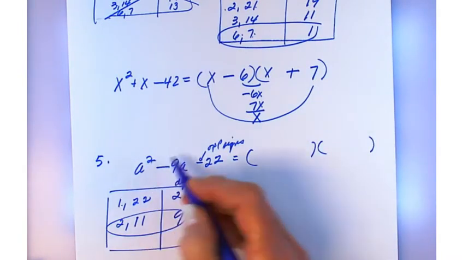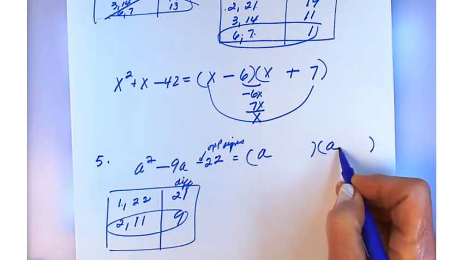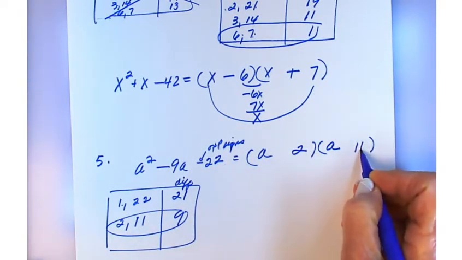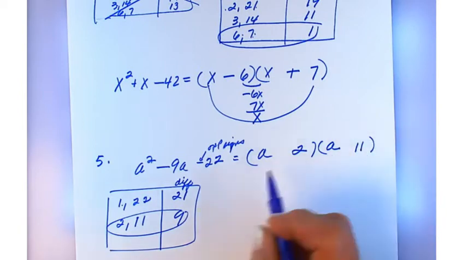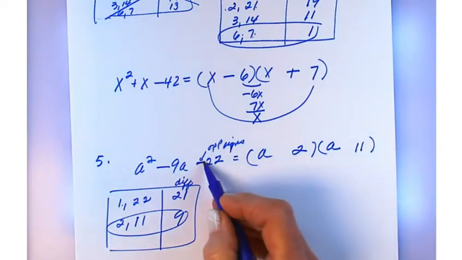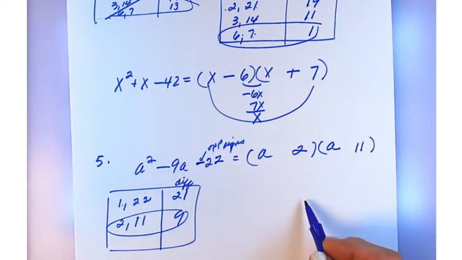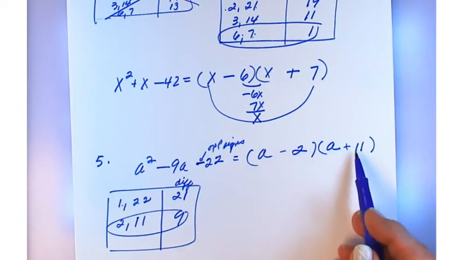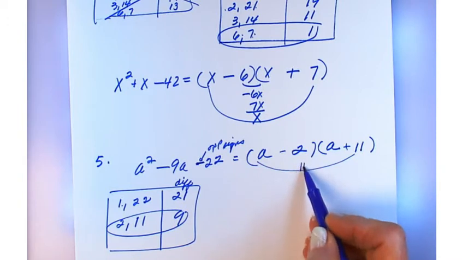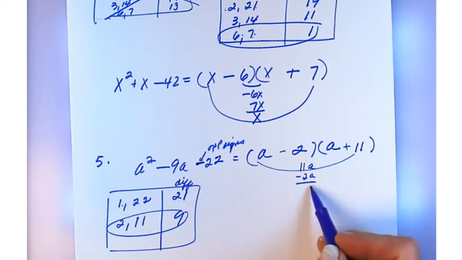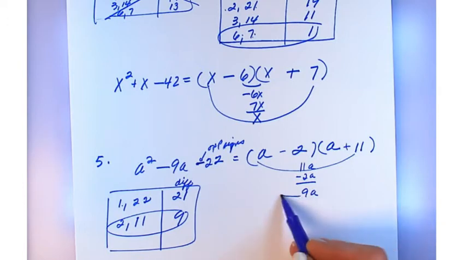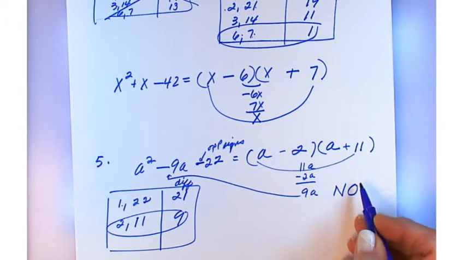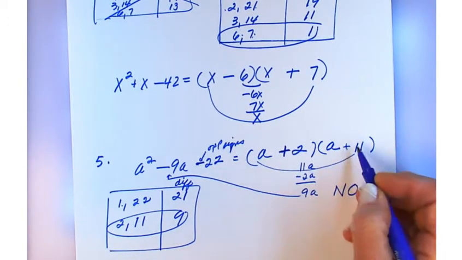A squared is A and A. My factors are 2 and 11. So I see that this says opposite signs. If I make the 11 plus and the 2 negative, I'm going to have 11a minus 2a, which gives me 9a. Is that what I'm looking for? No. I have to have the 2 positive and the 11 negative.